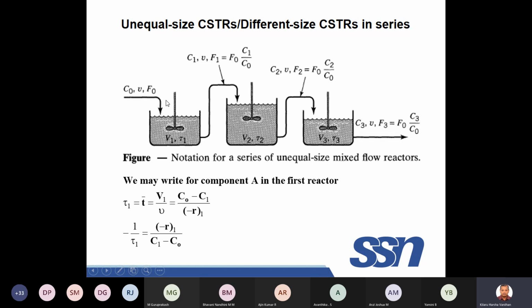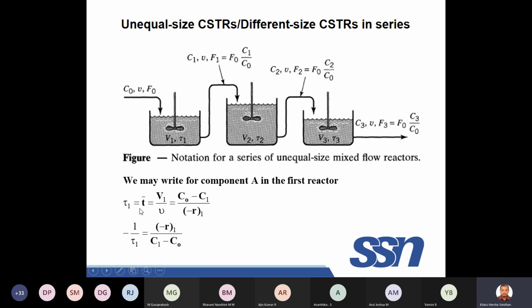Now you have to write the material balance around the first reactor, around the second reactor, around the third reactor. So for the first reactor, let us write for component A. Here we are assuming that A is giving you some product. The reactant is A. So tau 1 is nothing but T bar. If you are writing for a liquid phase reaction, there is no expansion. When there is no expansion, your space time and your average residence time, T bar or holding time, are going to be the same.